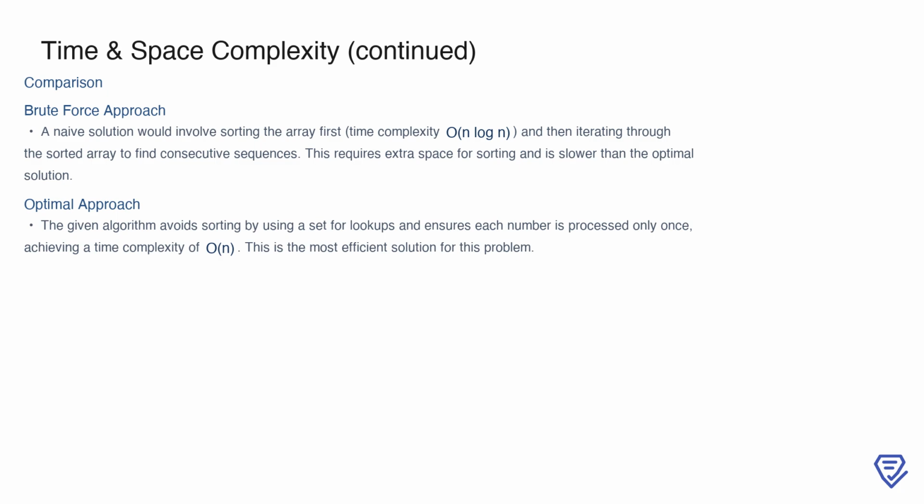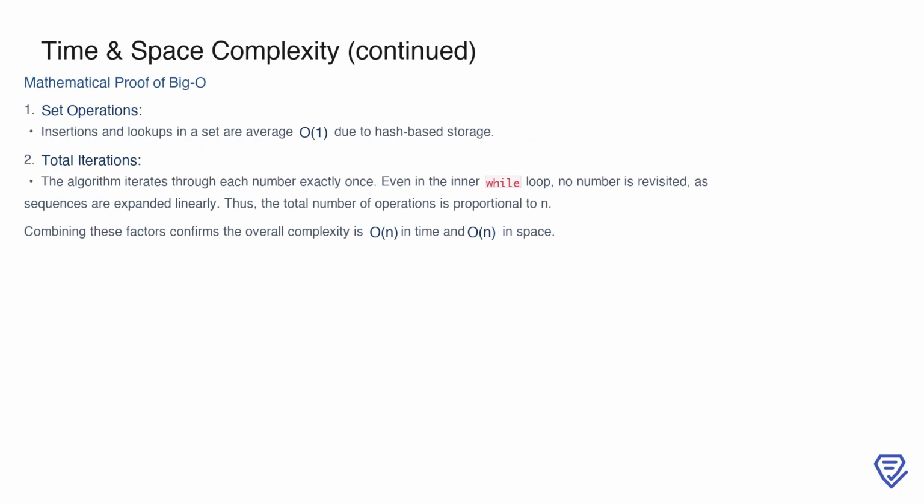In contrast, the optimal algorithm presented here completely avoids sorting by leveraging a set for O(1) lookups and ensures that each number is processed only once. This allows us to achieve a time complexity of O(n), making this approach significantly more efficient and well-suited for handling large input sizes. To mathematically prove the algorithm's big O complexity, consider the key operations.